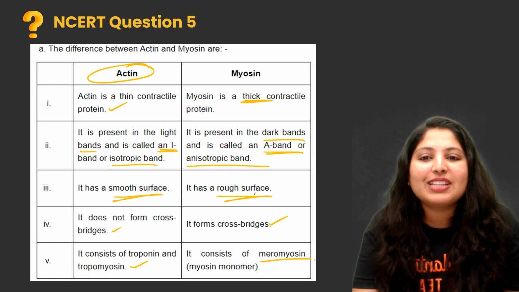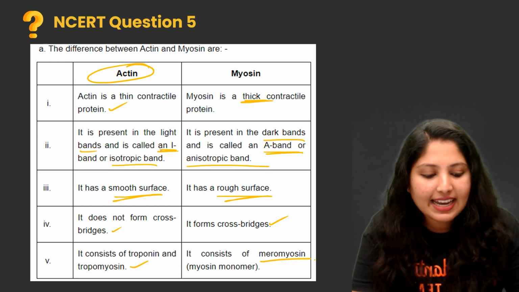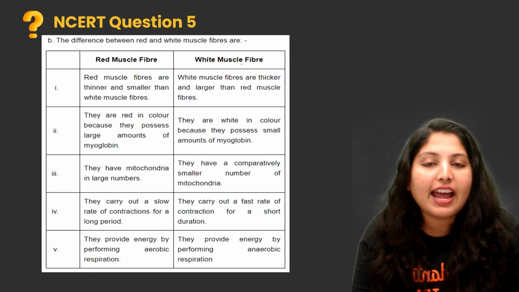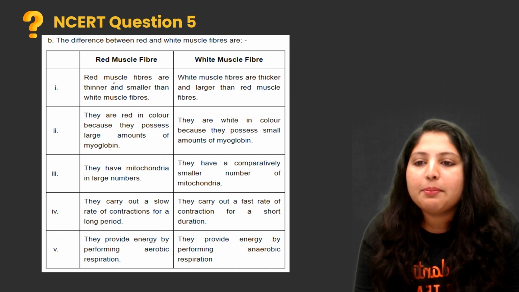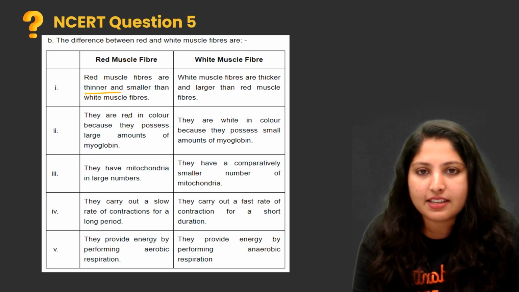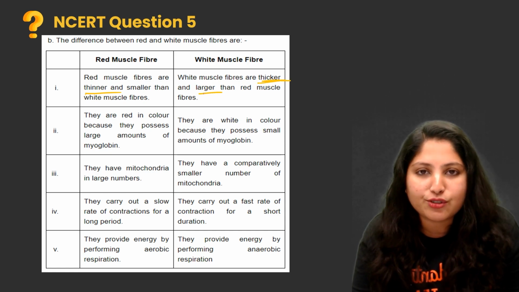Okay, so this is the difference between actin and myosin. Next one, the difference between red muscle fiber and white muscle fiber. What are the differences between these two? Red muscle fibers are thinner and smaller than the white muscle fibers. So white muscle fiber is thick and larger in size.